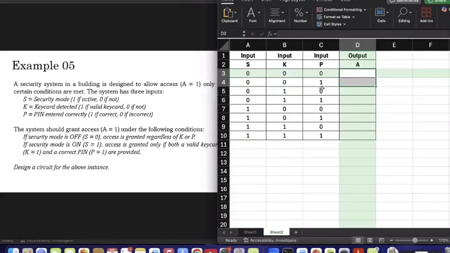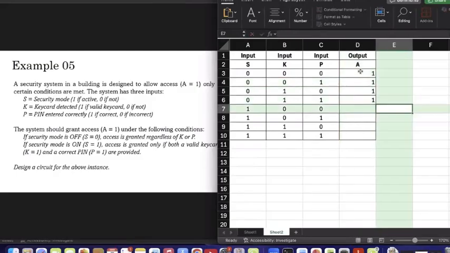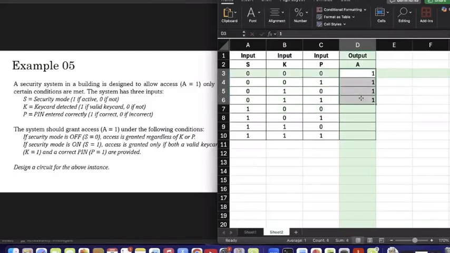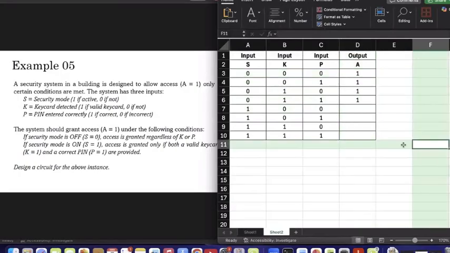What do you mean? The system will grant access, A is equal to 1, under the following condition. If the security mode is off, access is granted. Access is granted means A is equal to 1. Regardless of K or P, whenever the security mode is off, which means simply you have a locker, security mode is off. So why do you worry about the key card or PIN? No problem, no? Anybody can come and open. So it will be 1. Am I correct? Yes. Others? Is it fine?